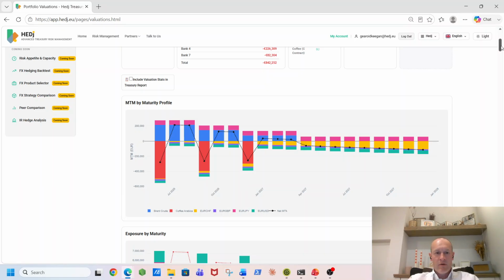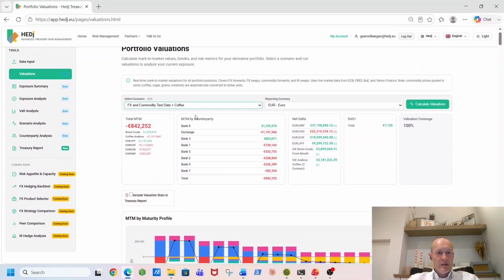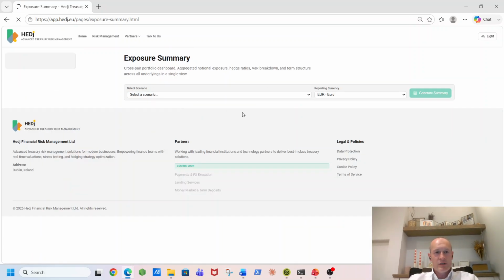useful for liquidity forecasting. Anything on any of these pages you see that has a tick box, that's to include it in our treasury reporting functionality. And again, that just drags all that information in. You can create your own reports using these templates and run them on a periodic basis, or schedule them to run automatically. So you have your valuations. Next one is your exposure summary.